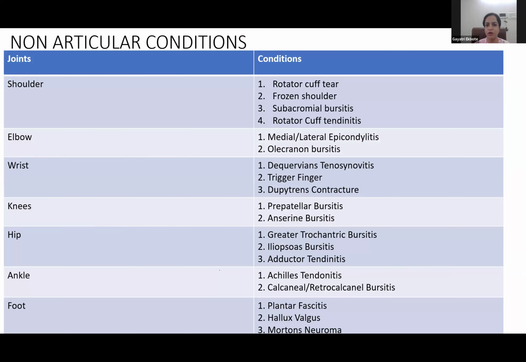We have a variety of non-articular conditions which can mimic inflammatory arthritis, and these are very common. You get to see such patients in your day-to-day OPD, or they are referred by your ortho colleagues. In the shoulder you have rotator cuff tear, frozen shoulder, bursitis. In the elbow you have the famous medial or lateral epicondylitis or tennis elbow, olecranon bursitis. Because of overuse injury or certain infections, you can have tenosynovitis. Diabetic patients can have diabetic cheiroarthropathy or trigger fingers. Then in the knee, you have a variety of conditions which can lead to knee pain. Similar conditions can be seen in the hip, ankle, and foot.